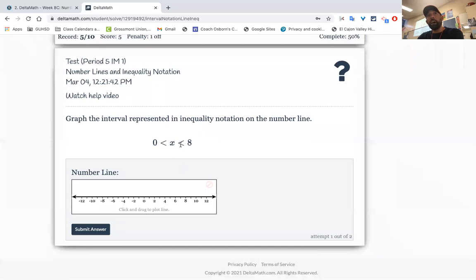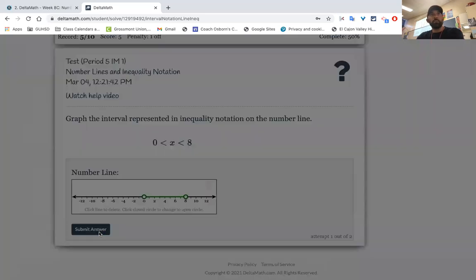Okay, so now I have one where x is in the middle, right? So it says I'm going from basically 0 to 8. When you have x in the middle of two numbers, this one's pretty easy. I just drag from 0 to 8. Then I have to make sure I have the right circles. Both inequalities are just less than and greater than, so here I put open circles.